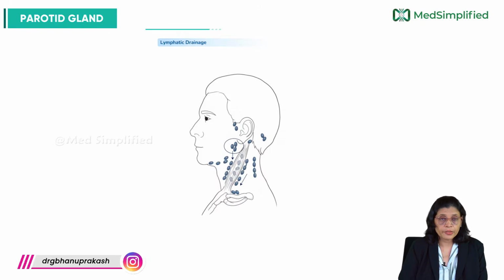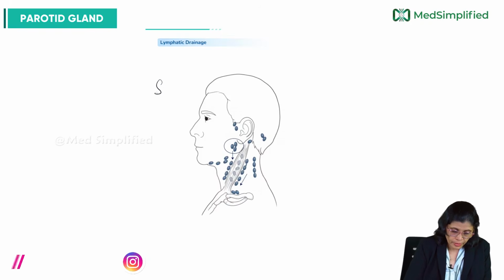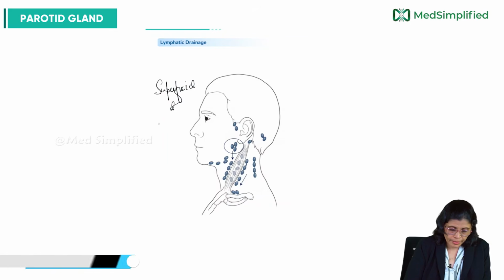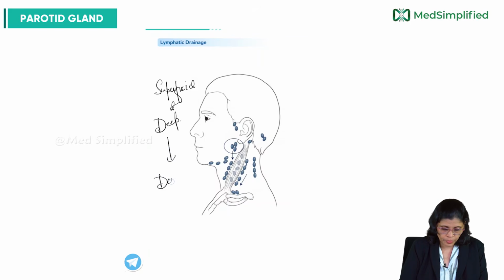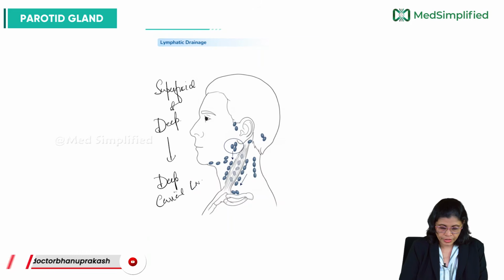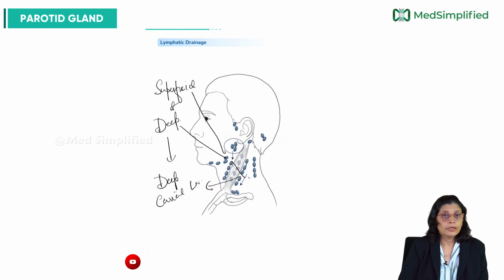So the lymphatics from the parotid gland drain into the superficial and deep parotid lymph nodes, and this will later drain into the deep cervical group of lymph nodes. So here we see the superficial and the deep parotid lymph nodes, and they will be draining into the deep cervical nodes, which are in this region. So that is about the lymphatic drainage.